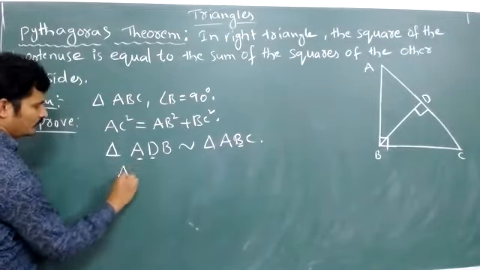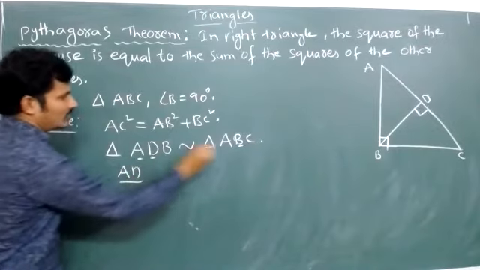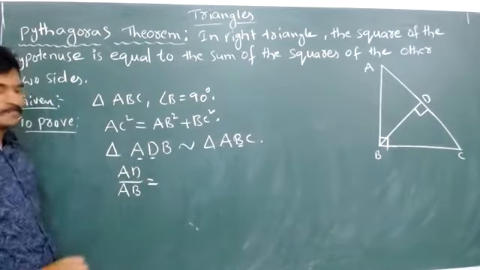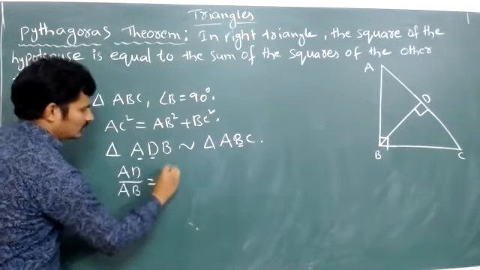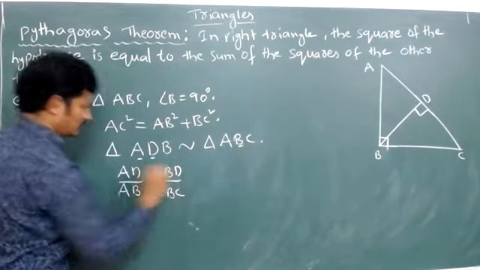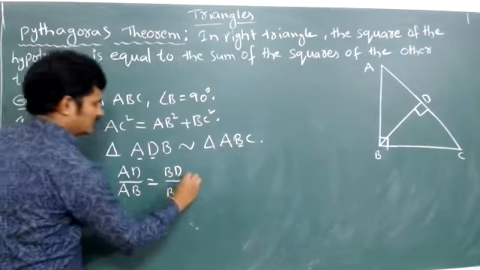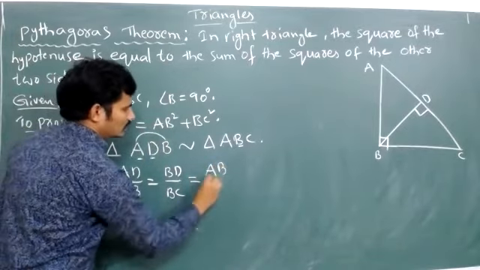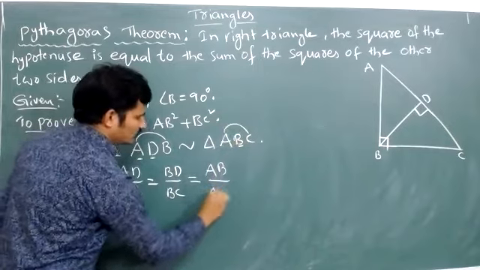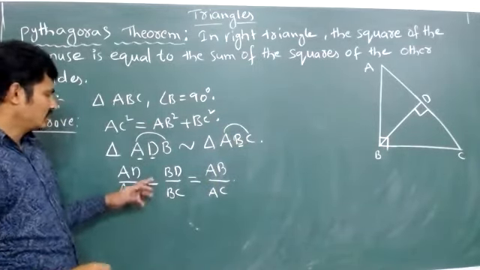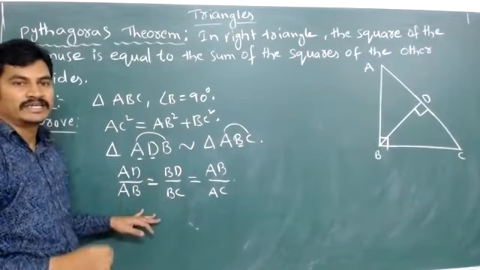How? AD upon AB is equal to BD upon BC, which is equal to AB upon AC. We can write this by CPST, because the ratios of corresponding sides are equal.